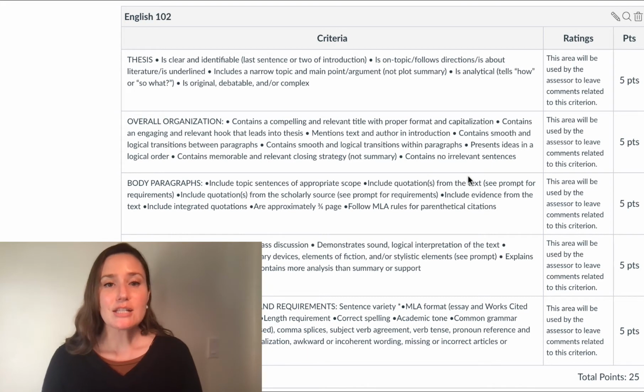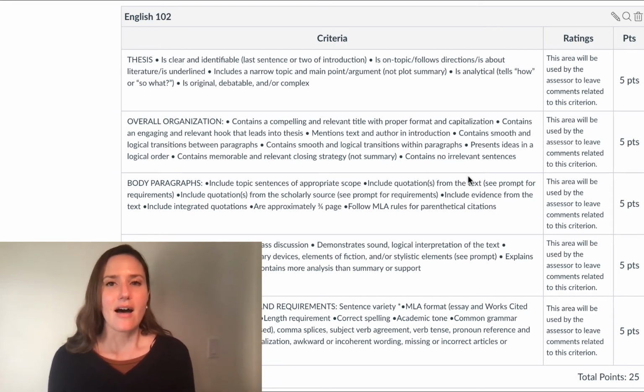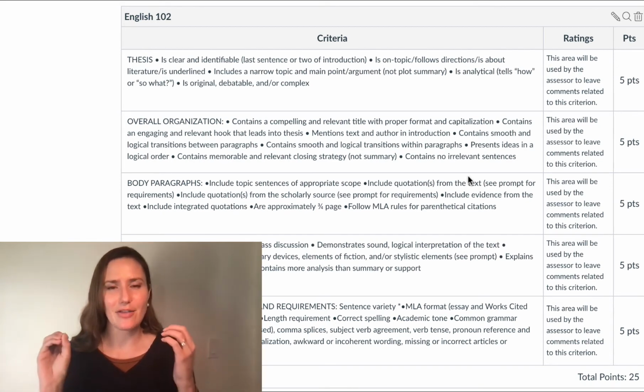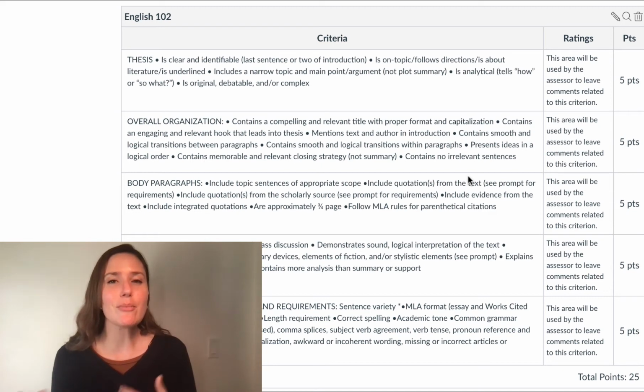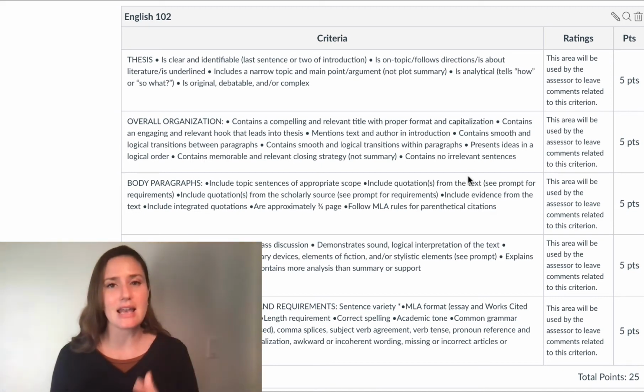Smooth transitions between paragraphs. Maybe it's a transition word like furthermore, indeed, in addition, on the other hand, or maybe it's a transitional phrase or idea. It can look very awkward to just throw in transition words at the beginning of every single paragraph, so you might want to use transitional phrases from one main idea to the next main idea.